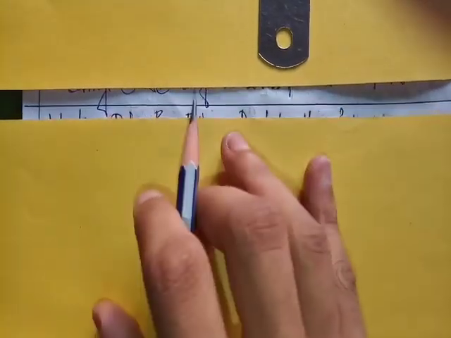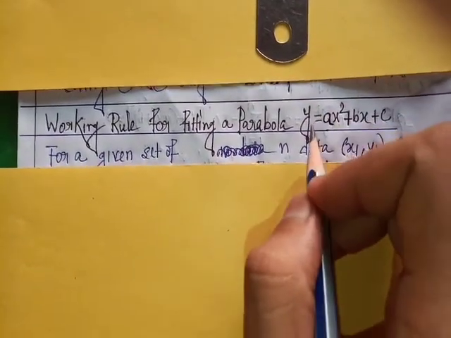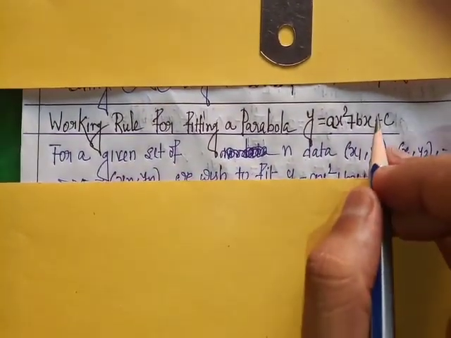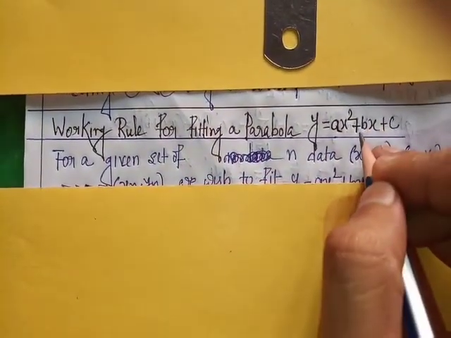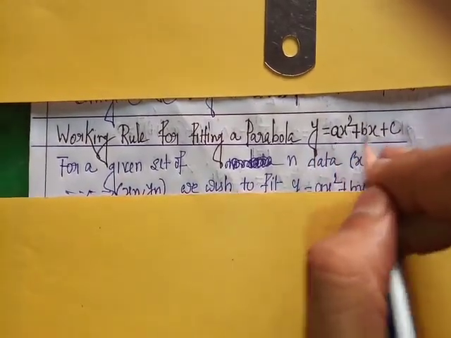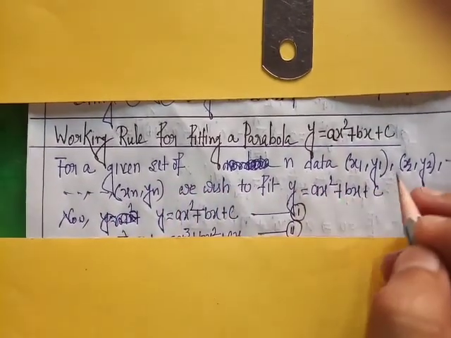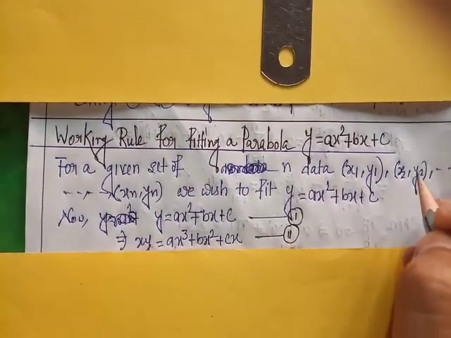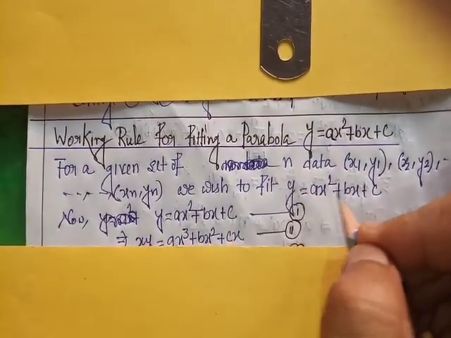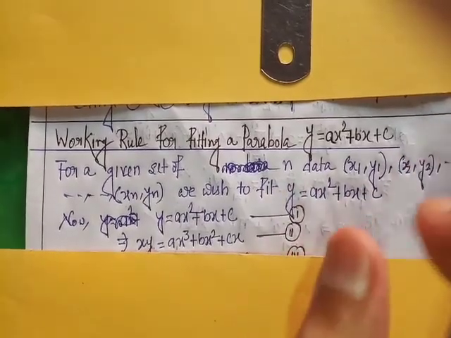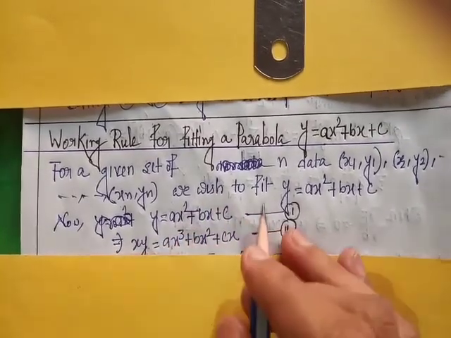Next, we will discuss the working rule for fitting a parabola of the form y = ax² + bx + c, where a, b, c are constants. For a given set of n data points (x1, y1), (x2, y2), ..., (xn, yn), we wish to fit a parabola y = ax² + bx + c, where a, b, c are constants.